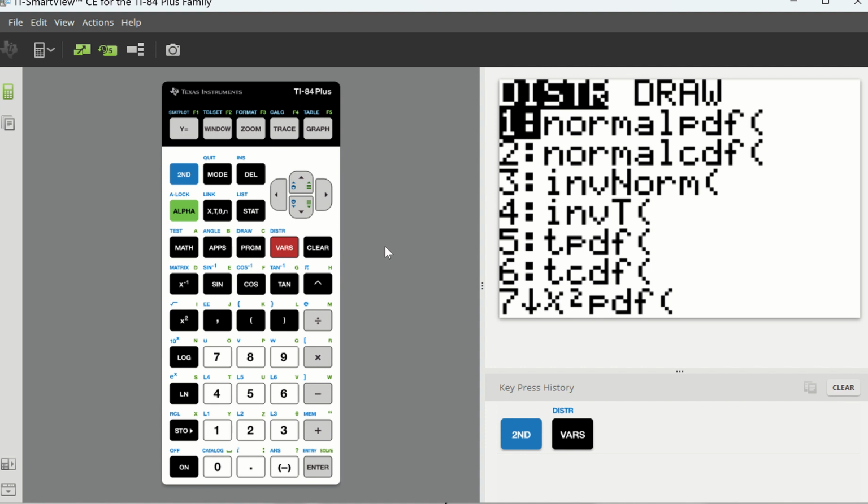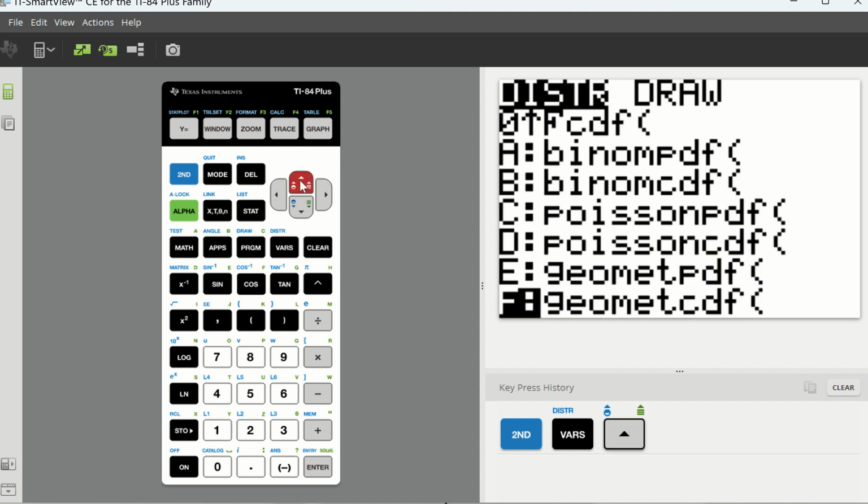You could scroll down, but if you hit the up arrow key, that will bring you to the bottom of the list, and what we need is options E and F, geometpdf and geometcdf. PDF you use when you're looking for the exact value for a probability, and CDF when you're looking for cumulative values. So you have some direction going on, as in less than or equal to a certain value, greater than a certain value, and so on. We'll take a closer look at both of them in an example.